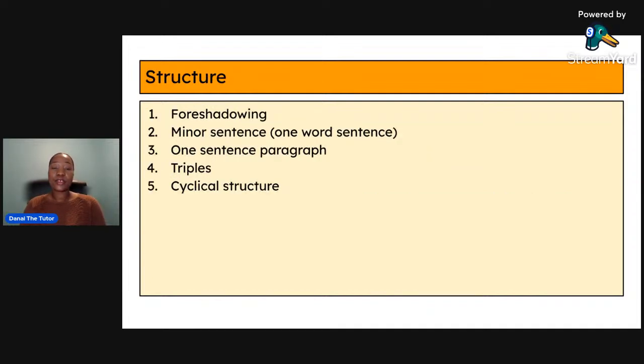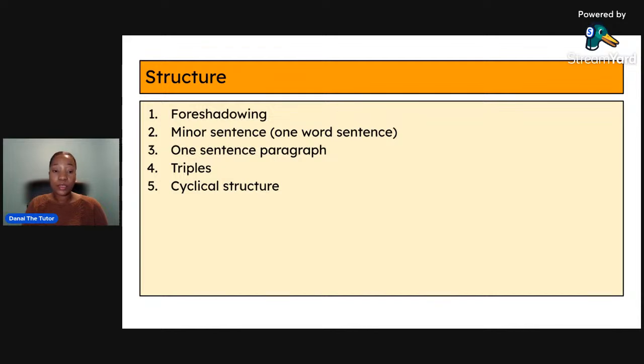Next thing is structure, okay? So plan the structure techniques that you're going to use. As we've already looked at in the story, use of foreshadowing can be very effective. But again, you have to know your end before you actually start in order to use it, because foreshadowing means hinting about the ending, okay? Minor sentences, so that could be a one-word sentence. One sentence paragraphs as well can be very effective at creating drama or emphasis.